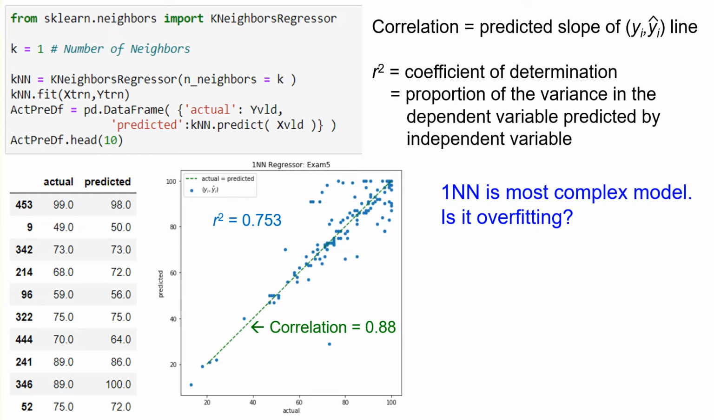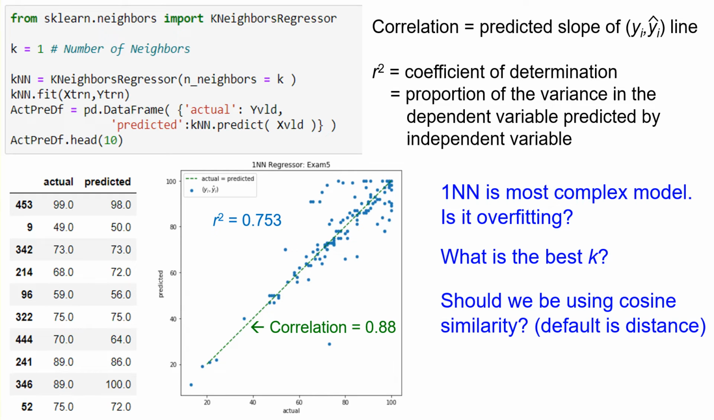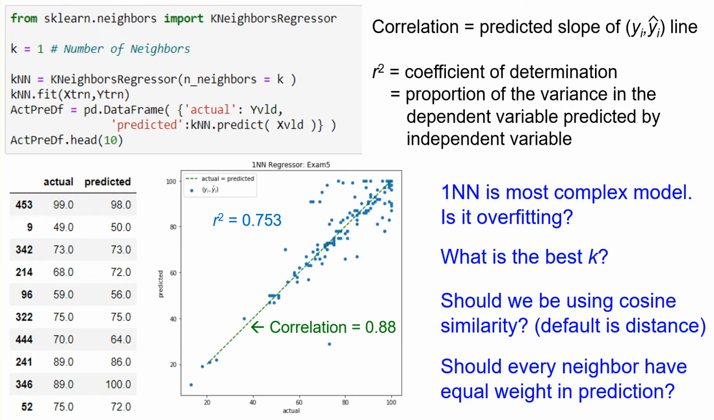But notice that we're using a 1 nearest neighbor here. That's the most complex model you can use with k nearest neighbors. Are we seeing overfitting? Is this the best k? Should we be using cosine similarity? The default is distance, not cosine. Should every neighbor have equal weight in the prediction? The prediction is essentially the average over the neighbors, but should we weight those averages based on how far a neighbor is?